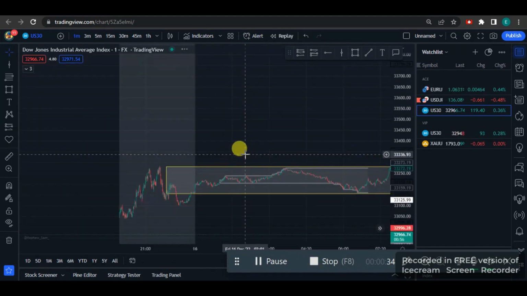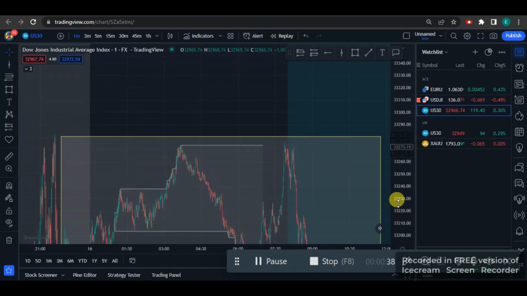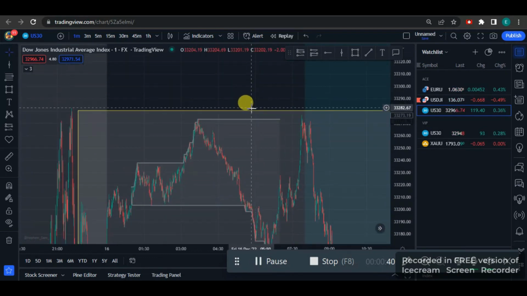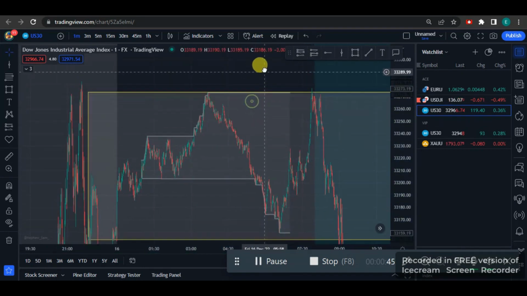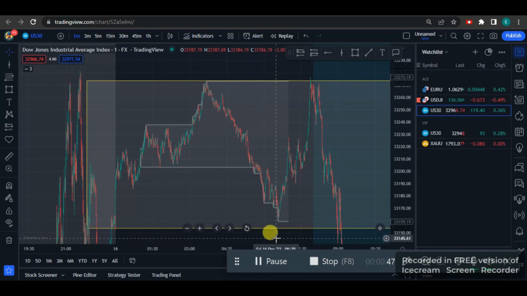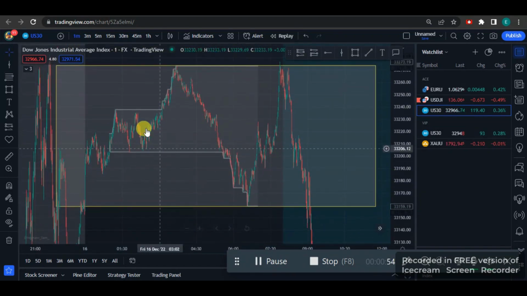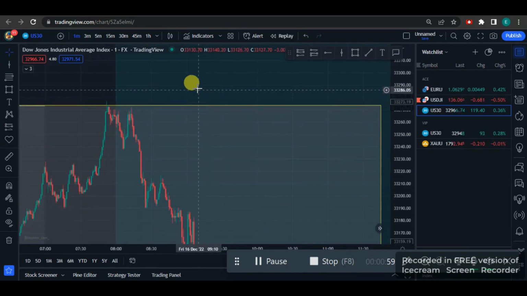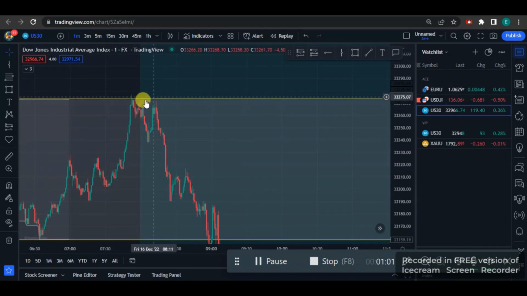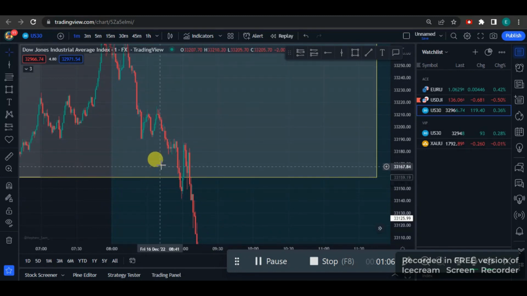So this is my Asian session range. This is one example here. You can see this is the highest point price got to, and this is also the lowest point price got to within this Asian session range. So let me just zoom out a little bit so you guys can see. The price did not break above this Asian high. So let's check below. As you can see, price broke below the Asian session range.